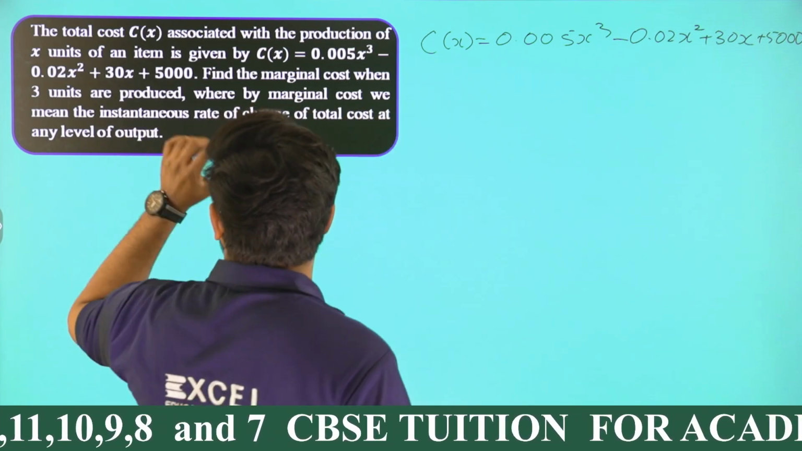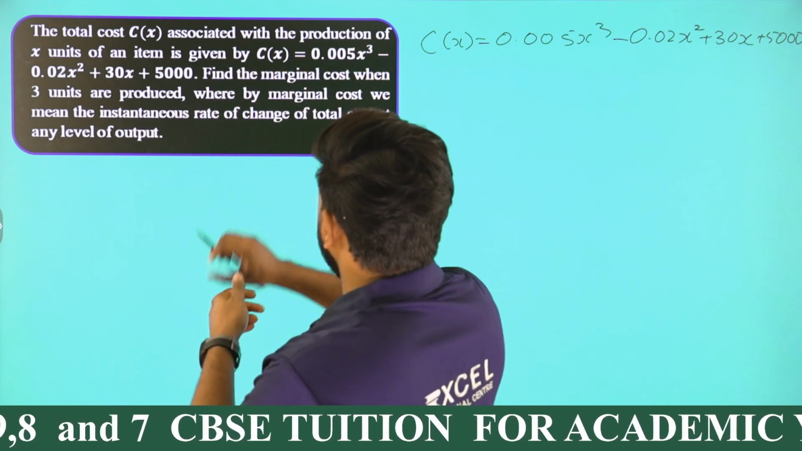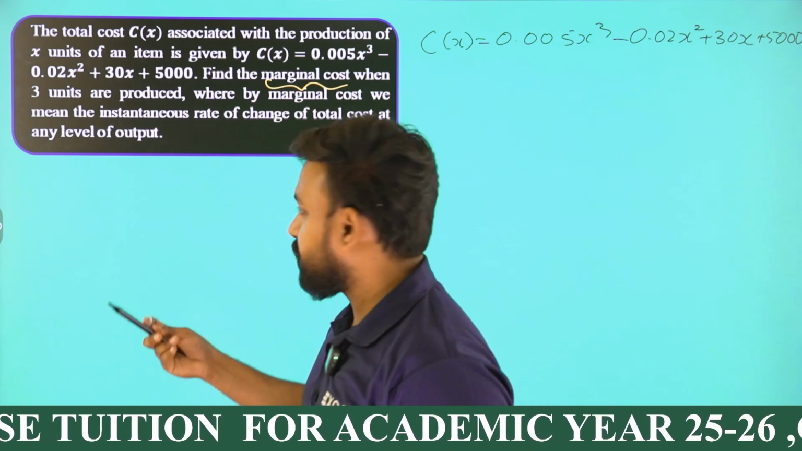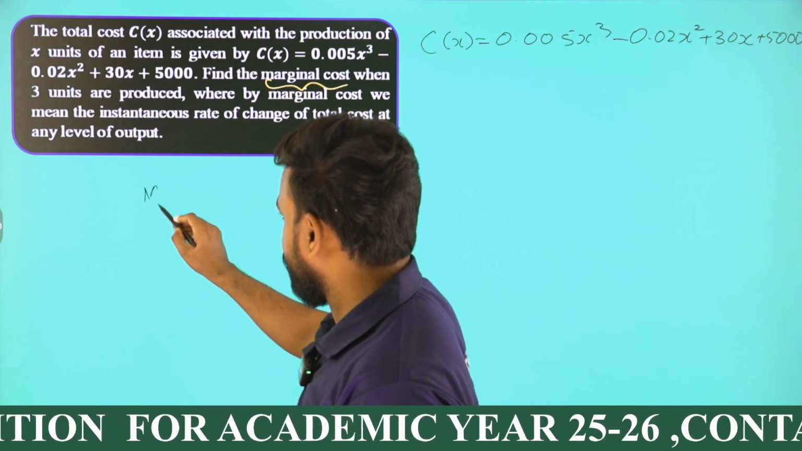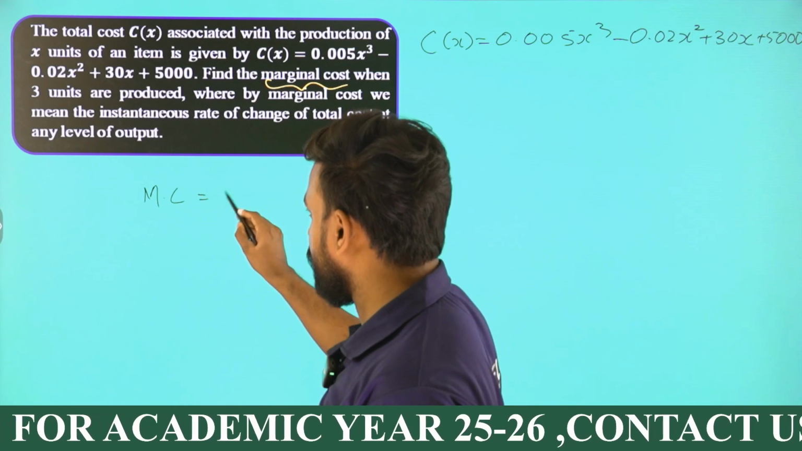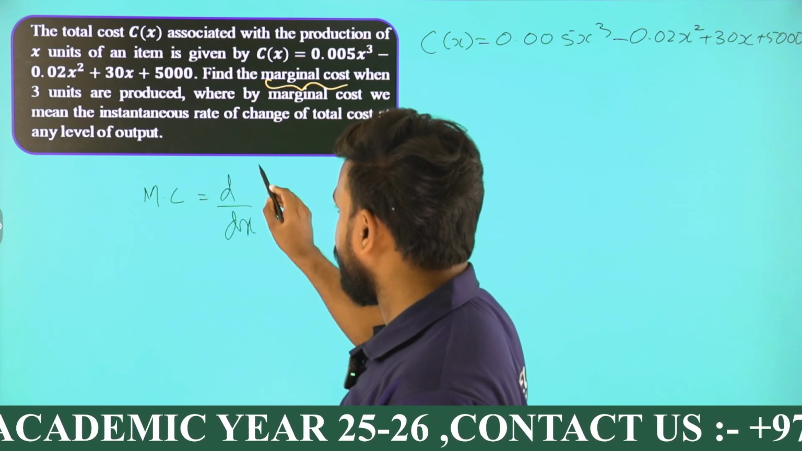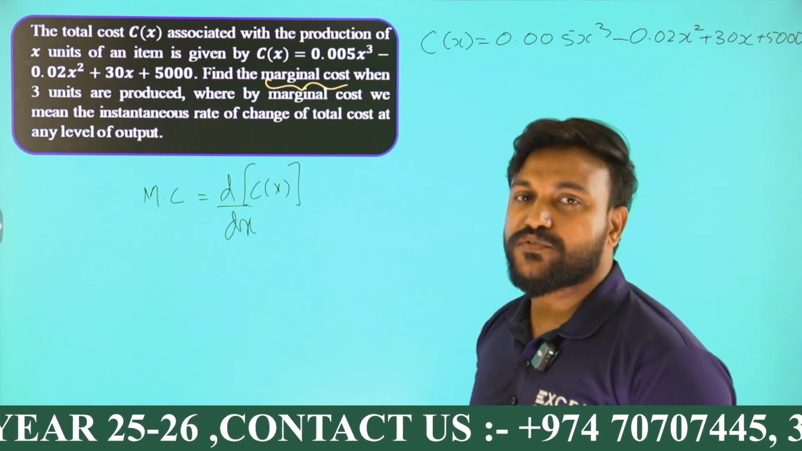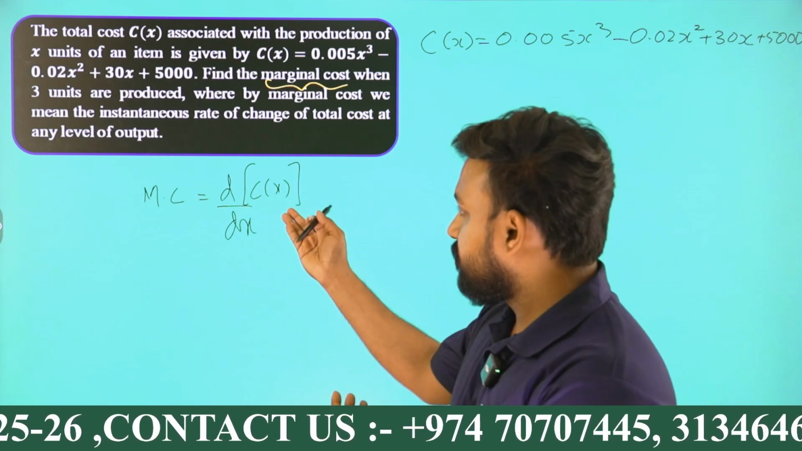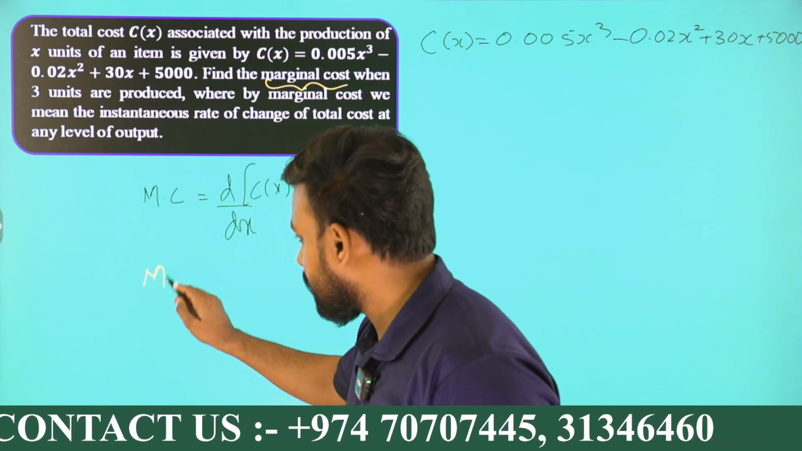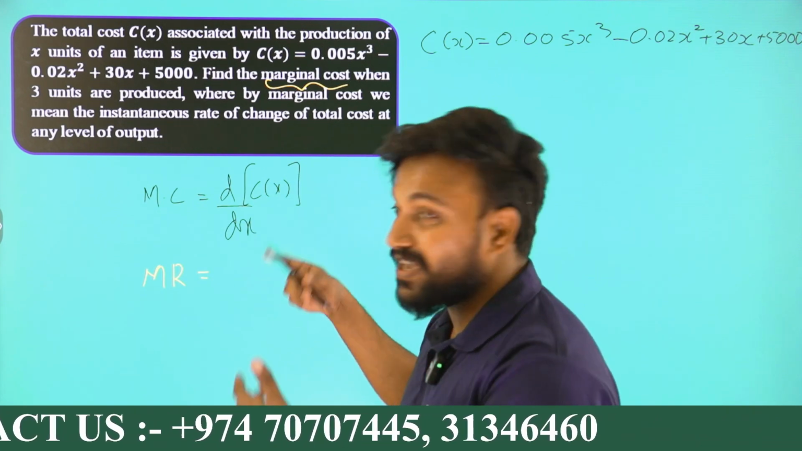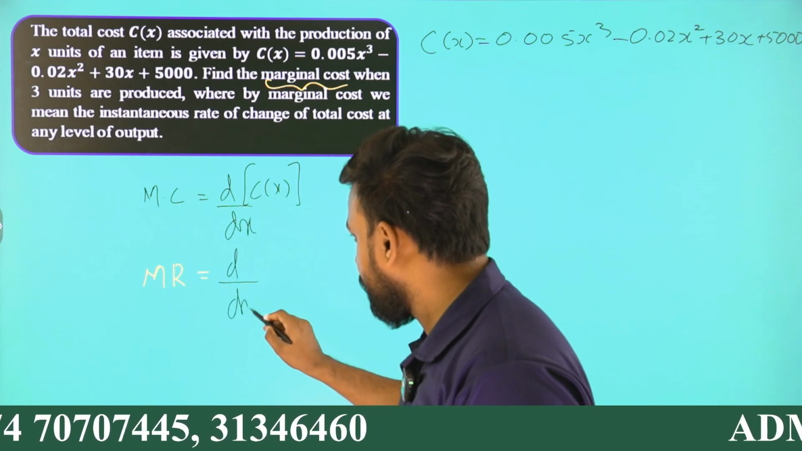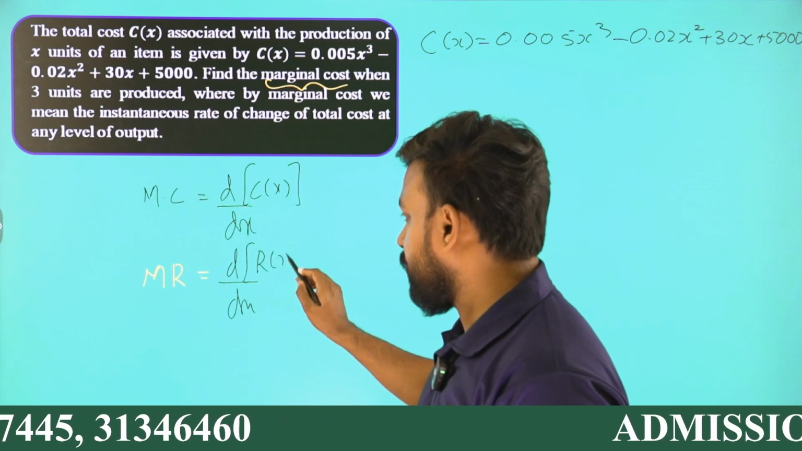Okay, then find the marginal cost. So this word, marginal cost, I'll explain what it is. MC, marginal cost, is equal to the derivative of cost. Derivative of cost is what? Marginal cost. And marginal revenue means what? You may get another question like marginal revenue. So the derivative of the equation of revenue.